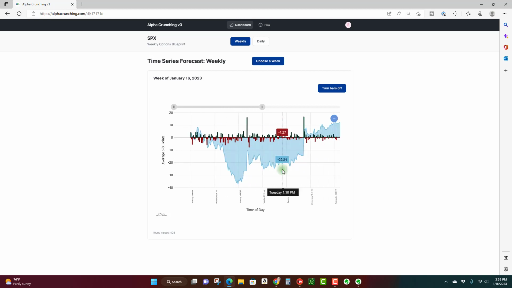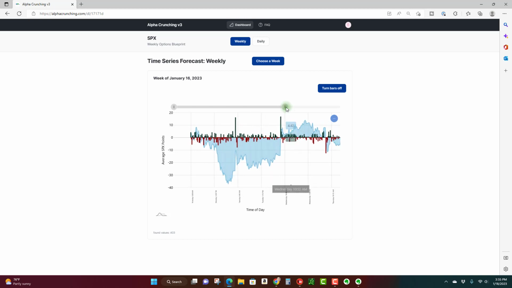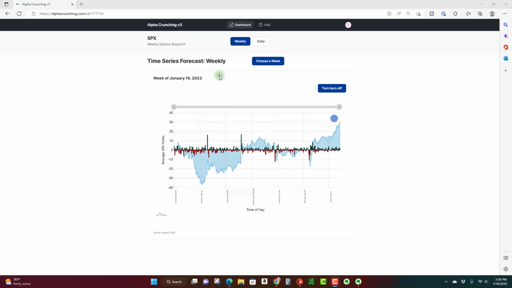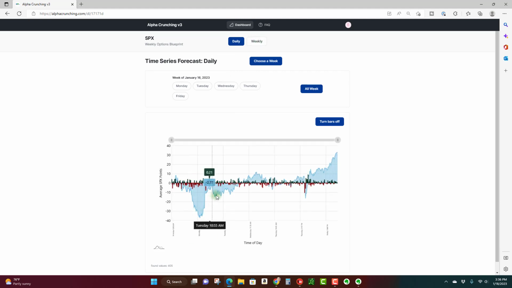Over the course of the week, we see some really large bars, and we'll talk about that in a second. But the weekly chart adds up all these individual price values over the entire week, which is why we call it the weekly chart. Now, the main difference between the weekly chart and the daily chart: if I click on the daily chart, you'll notice that the pattern is very similar.